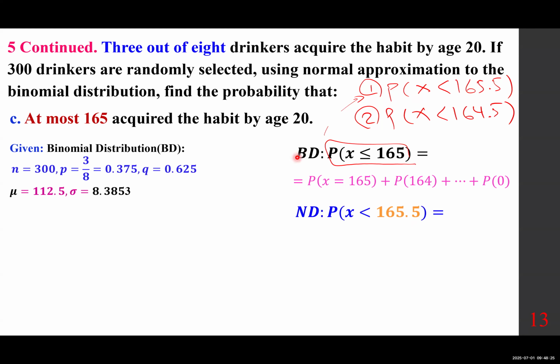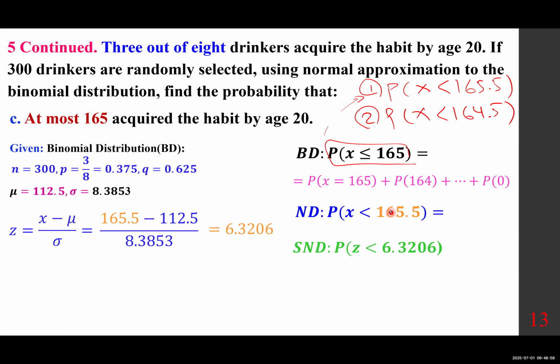So BD, binomial distribution, has this format. ND, normal distribution, has this format, probability of X less than 165.5. And again, as I said, even if you put the equality, it makes no difference. So that's the normal distribution. Now, what about SND? Z equals X minus mu over sigma. Mu and sigma, we already have. And now we use 165.5 as X. We get this number. And so we want the probability of Z less than 6.3206.